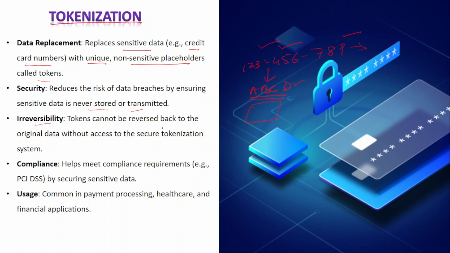Irreversibility: tokens cannot be reversed back to the original data without access to the secure tokenization system. So remember, as I said, there is a system that translates this token to the credit card number and vice versa. Without this, you cannot make sense of this ABCD, or simply translate it back to the credit card number. Compliance: it helps meet compliance requirements, for example PCI DSS, by securing sensitive data, and its usage is common in payment processing, healthcare, and financial applications.